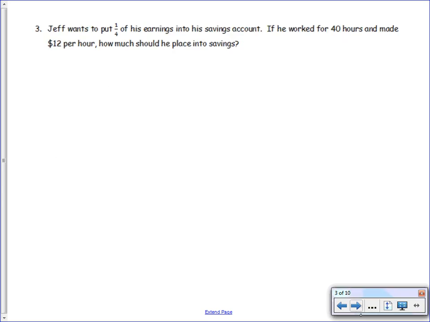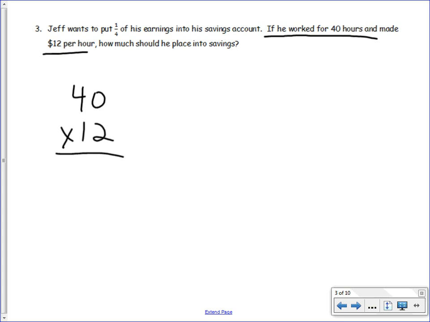Next problem. Jeff wants to put 1/4 of his earnings into his savings account. If he worked for 40 hours and made $12 an hour, how much should he place into savings? All right, so I'm going to first start with how much he made. I need to know how much he made total and then take 1/4 of that. So he worked for 40 hours and made $12 an hour. So I'm going to do 40 times 12.